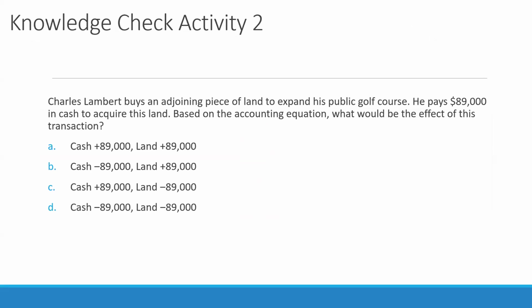So for Charles to buy $89,000 in land for cash for the business, what would the effect be to cash? Yep, I heard B, I heard decrease, and then land would increase. That's correct.